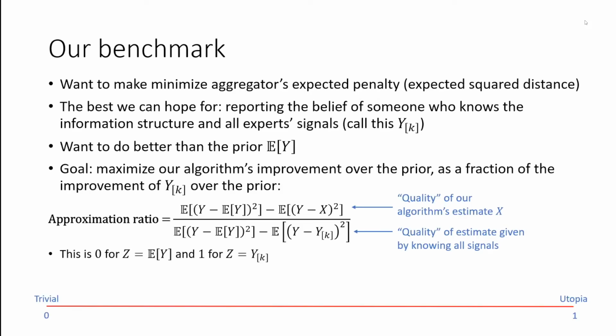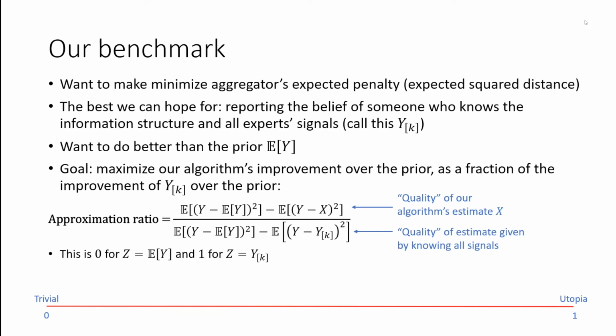So our goal is essentially to maximize our algorithm's improvement over the prior as a fraction of the improvement of someone who knows all of the expert signals over the prior. And we call this the approximation ratio. So here the numerator is essentially the quality of our algorithm's estimate, which we call x. So how much better it is in terms of the expected squared loss compared to the prior.